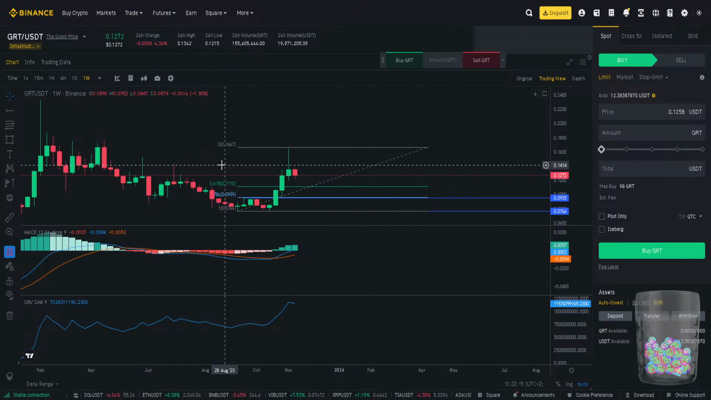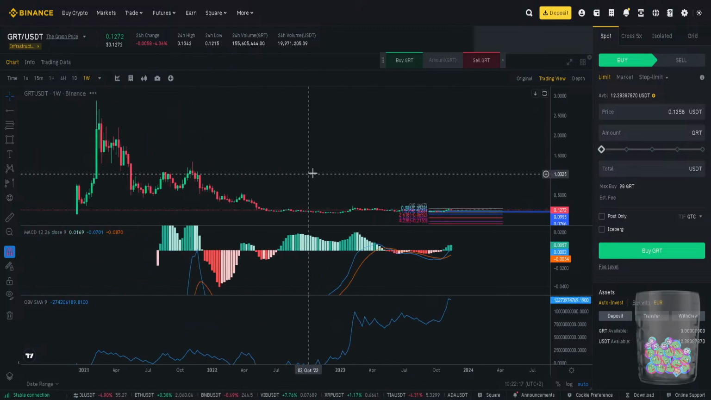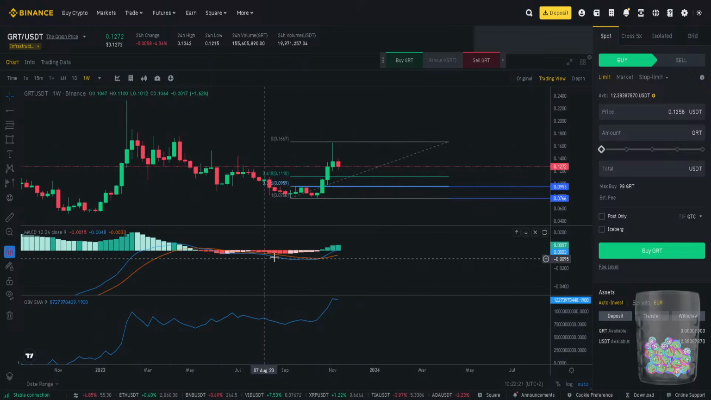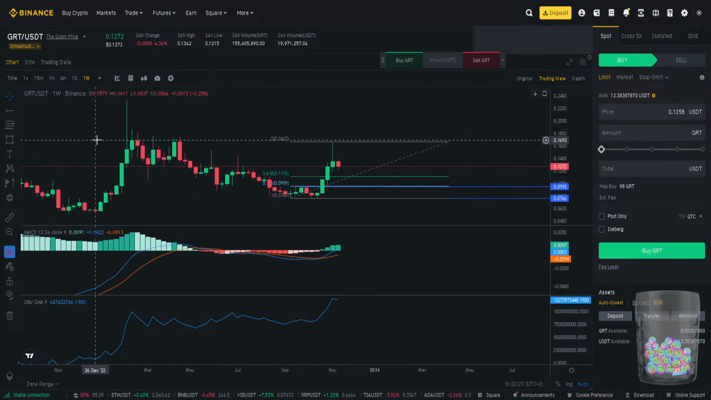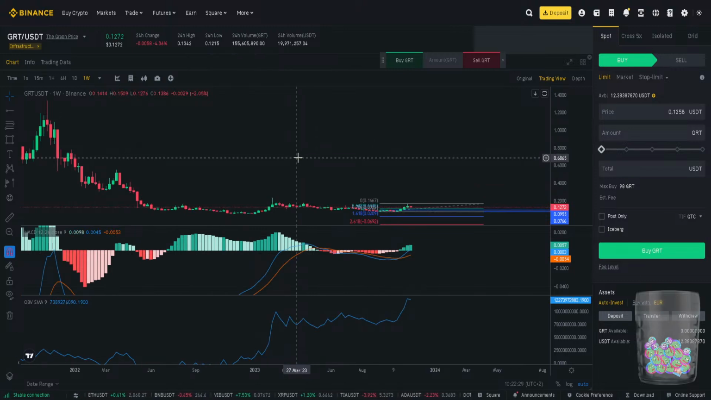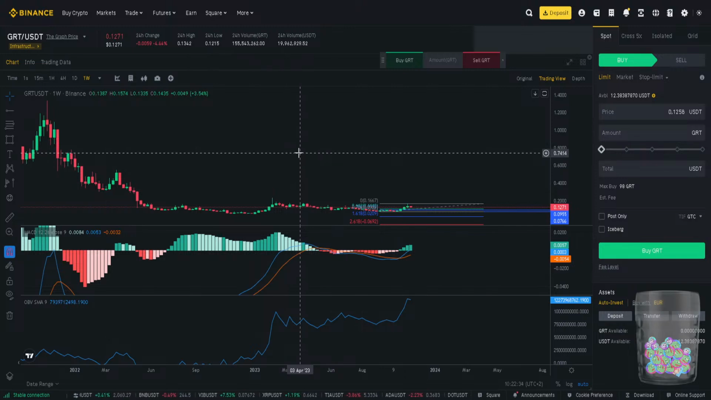I hope you learned something. Try and remember these things that I say, right? Market structure, indicator confirmation, location, etc. It carries over to any coin, any chart you ever want to take a look at. Yeah, so hope you learned something.